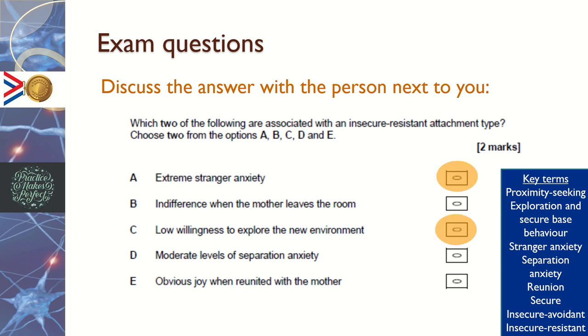If you've got insecure resistant, you have extreme stranger anxiety. Remember, you're clingy, you can't cope with strangers, you don't want to be anywhere near them, and they have low willingness to explore the environment because again, they're clinging on to their mother, they're not going anywhere without her. So those are the 2.